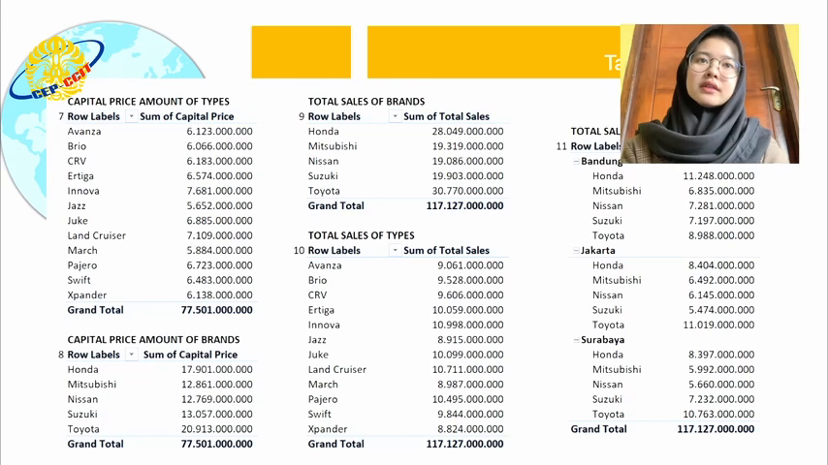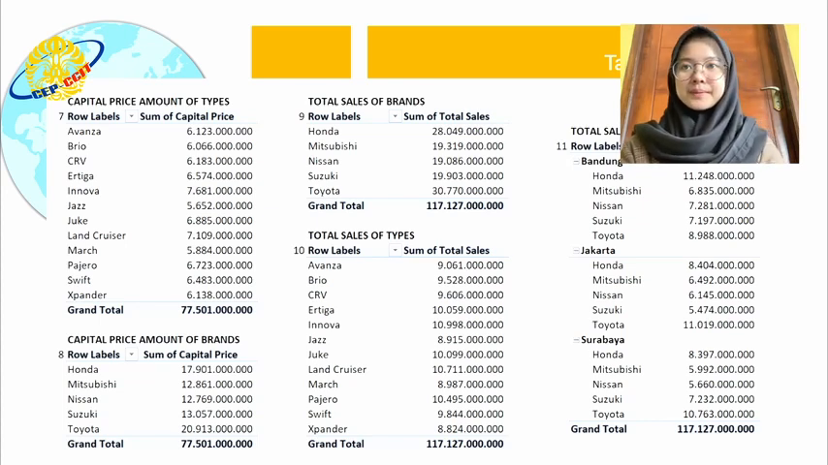And the 11th pivot table is total sales brand on each area. And we can see that in Bandung, Honda has the highest total sales, 11 billion. In Jakarta, Toyota has 11 billion too, and the last is Surabaya, Toyota with 10 billion.